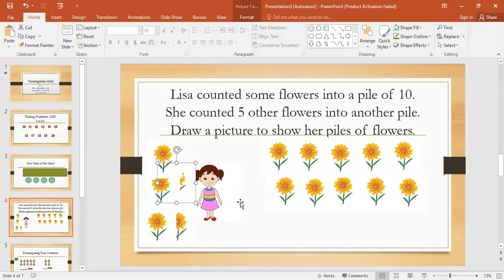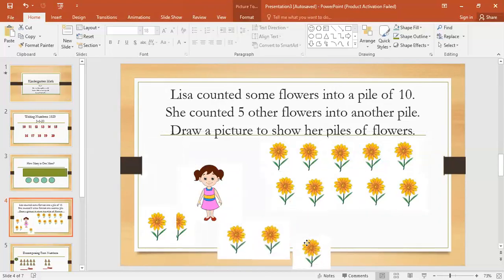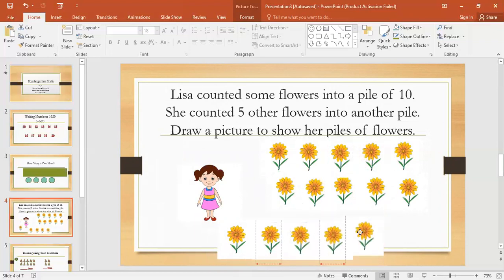Good, we need to count 5 other flowers into another pile. So these are my extra flowers. Let's go ahead and count until we get to 5 flowers in my second pile. Ready? 1, 2, 3, 4, 5.